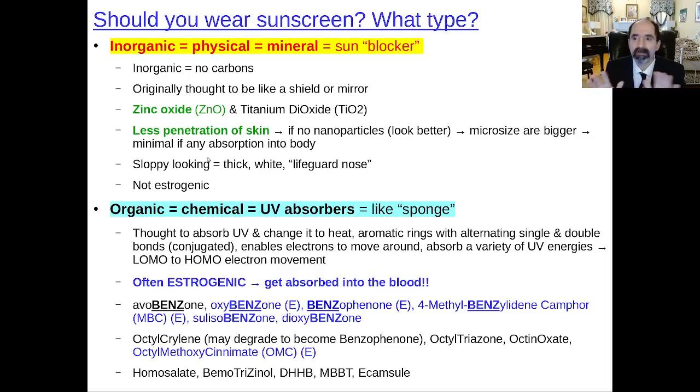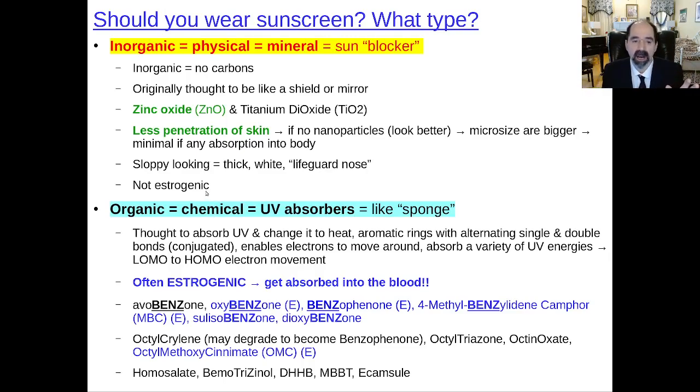However, they now can make them with nanoparticle formulations where they make the particles very small, and these cosmetically look better. A micro size actually means bigger than nanoparticle, in case you come across those terms. They're not estrogenic, and they're barely at all absorbed into the body. So that's good.